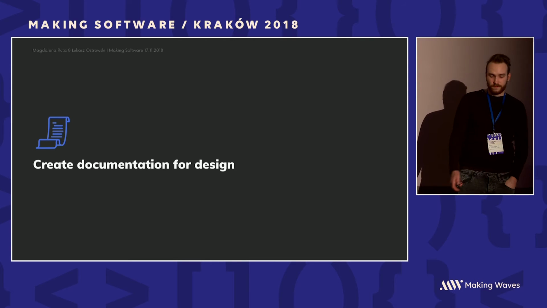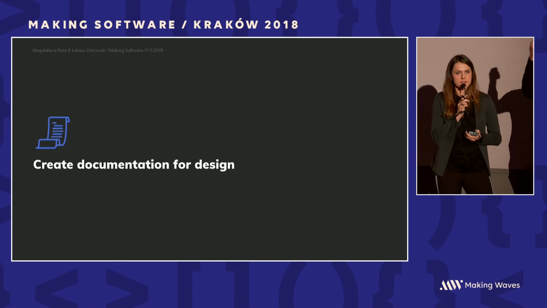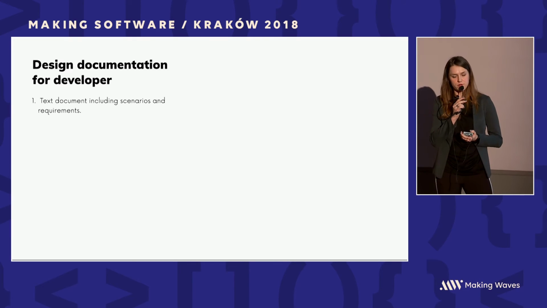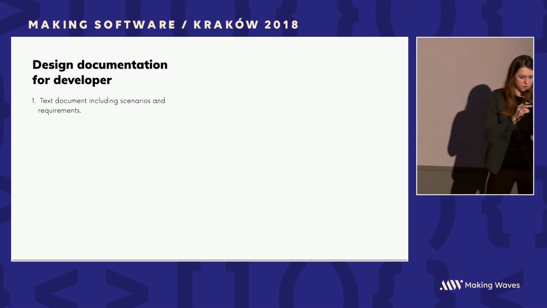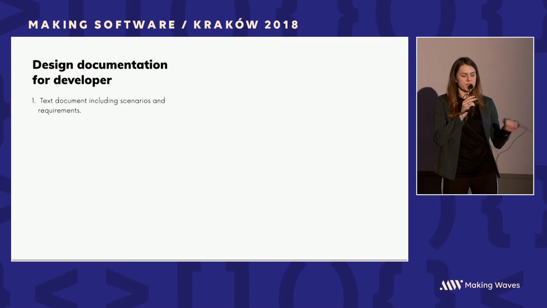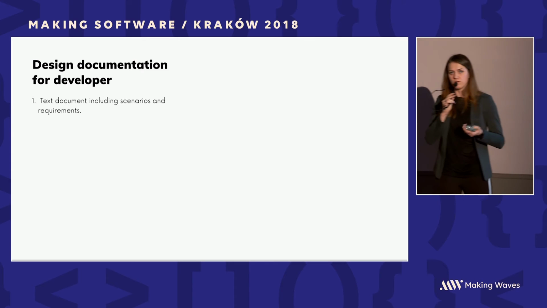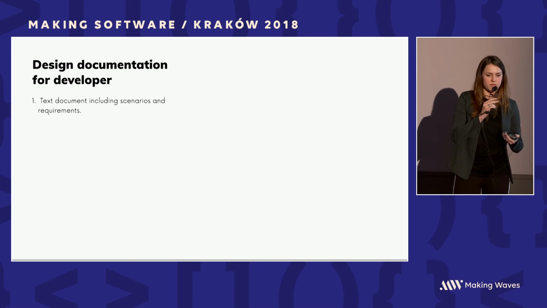And something that is not always possible, but would be nice to have, is the design documentation for the developer. First of all, developers should get a text document with all requirements and scenarios from the client on the business side. So you know what the design is about, what to focus on, and what the goals were. So you can also give feedback about that.